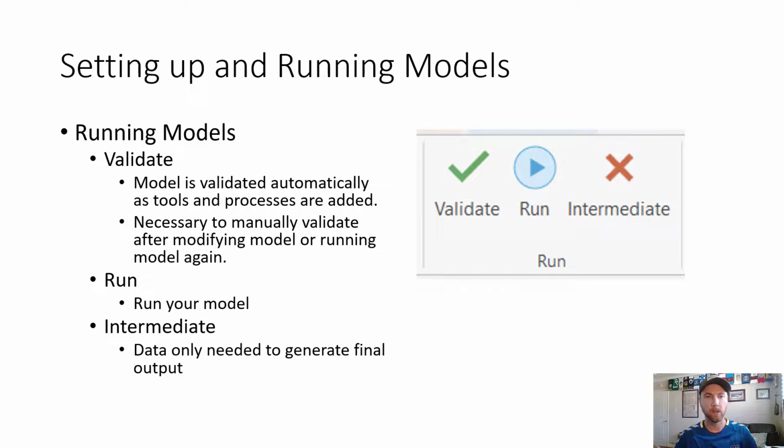Okay. So there are potentially other times when you might need to manually validate your model, and that's when you are running a model for a second time. You've run it through, you can see the little gray shadow at the bottom, and it's time to rerun it for whatever reason.